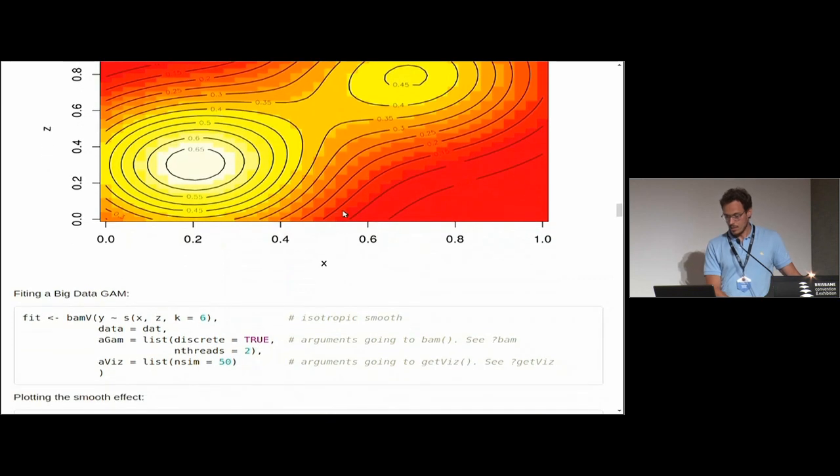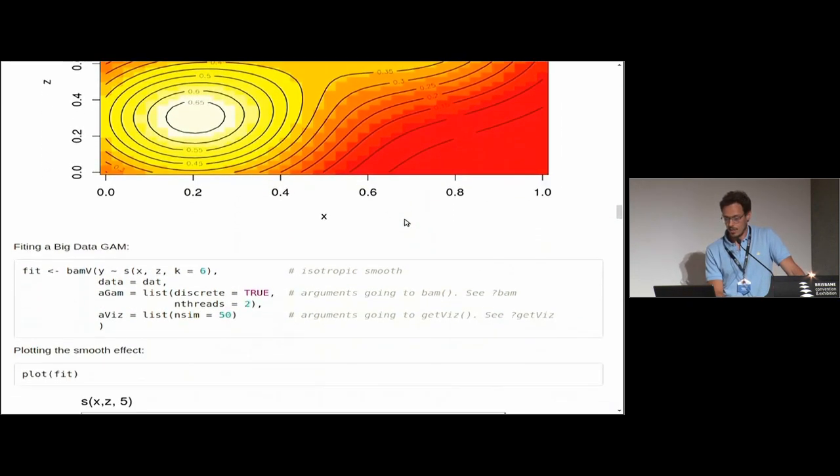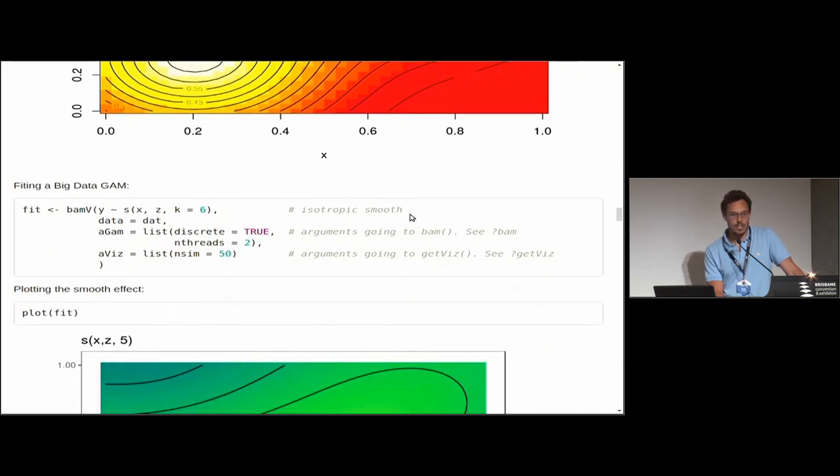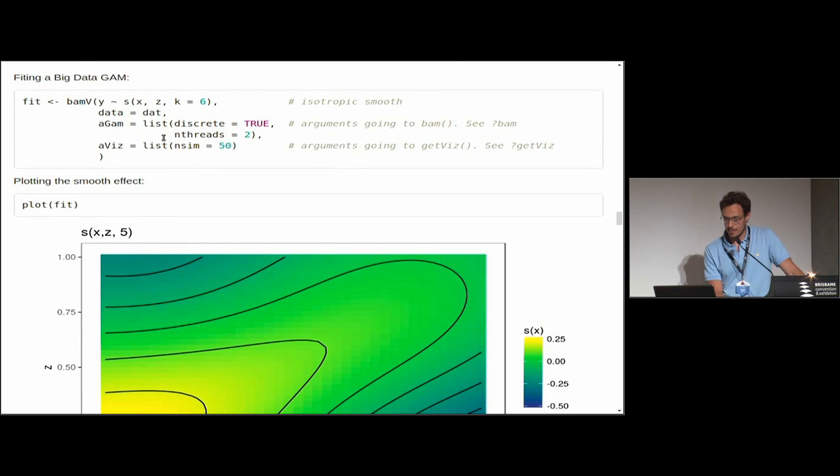So I simulated 100,000 observations from this, so this is kind of the minimum number of observations where you start seeing some benefit from BAM, from these big data GAMs. So here I want to fit a model using BAM-V. And what I'm doing is I want an isotropic smooth, so same penalty on smoothness across my two variables. And I want to be using 6 basis functions.